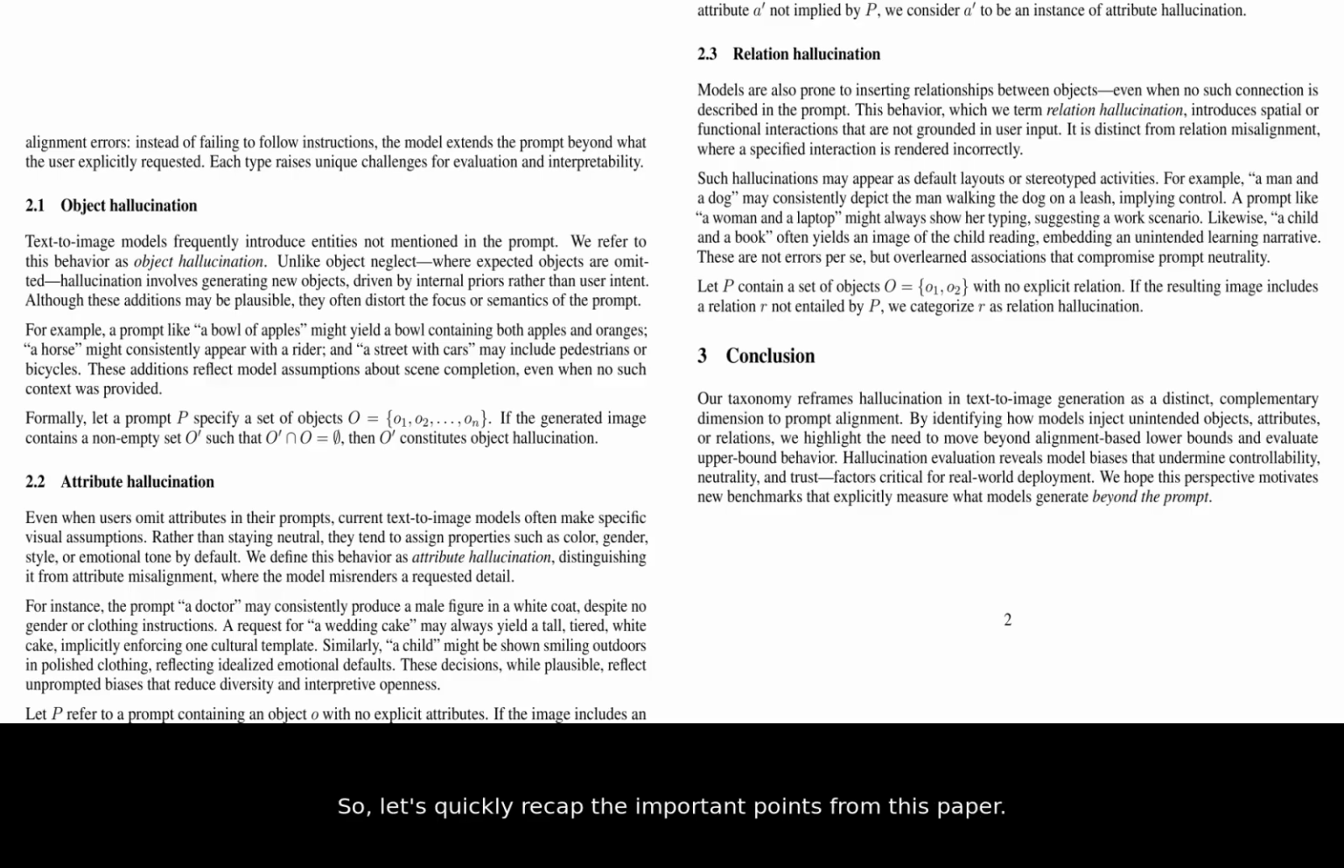So, let's quickly recap the important points from this paper. AI image generators don't just follow instructions, they often inject extra objects, attributes, and relationships. The authors argue that evaluating these hallucinations is just as important as evaluating prompt alignment.